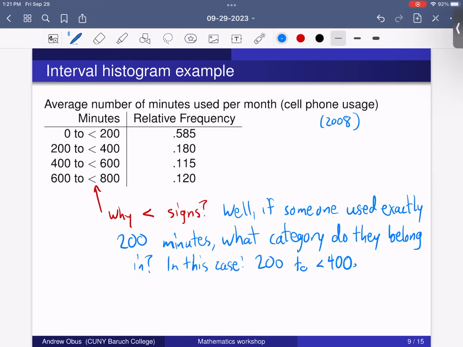I've also seen it where you can make the boundaries of the intervals like 0 to 199.5 and then 200.5 to 400. I feel like that makes the histogram look messy. I like this method where you just add this less than sign, and then it makes clear if you're on the boundary, which category do you fall into? Okay. Daniel, question?